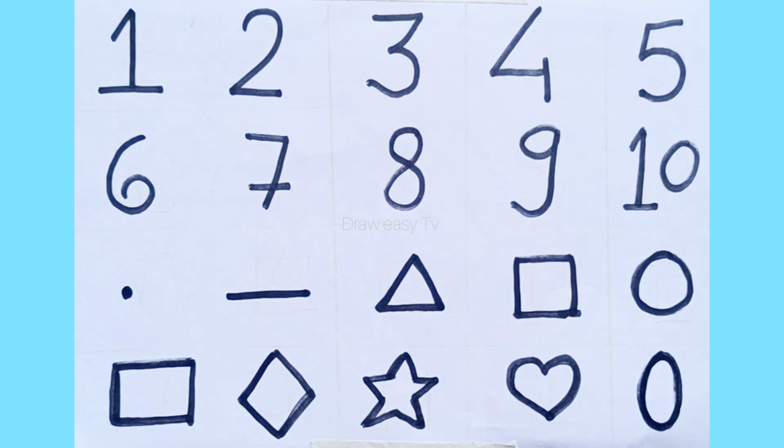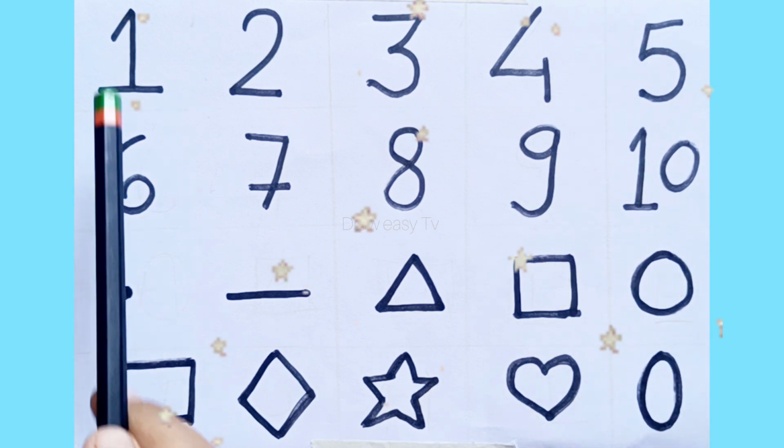Let's read it again. Dot, line, triangle, square, circle, rectangle, diamond, star, heart and oval shape. Let's read it from starting.